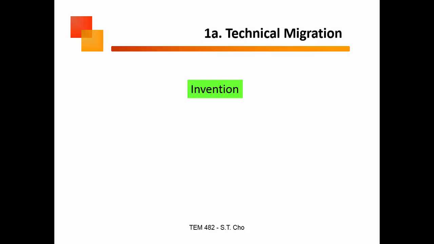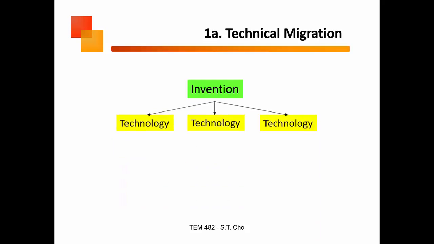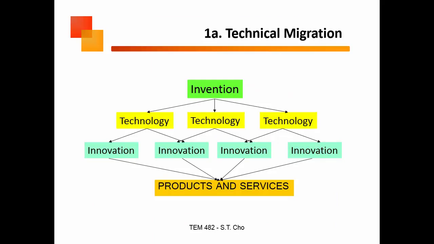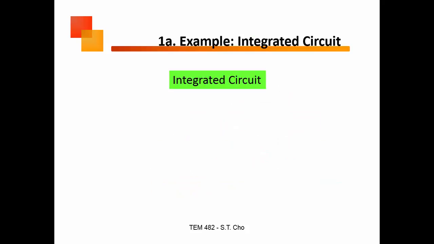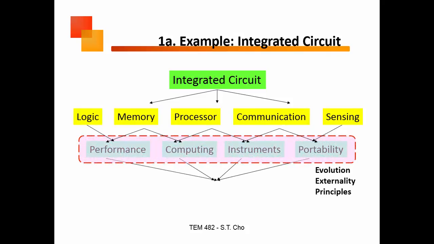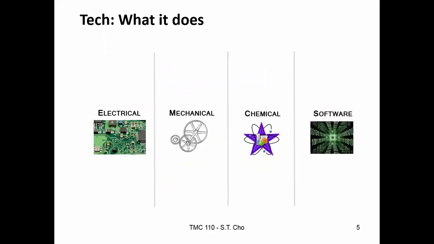The way technology migrates is it starts out as an invention. The invention gets turned into a technology. The technology becomes an innovation. And from this innovation, that's where we get our products and services. To give you an example, the integrated circuit. The integrated circuit, just the circuit alone, what are you going to do with it? But you can turn that integrated circuit into things such as logic, processors, sensing. And from that point of view, in terms of trying to do an innovation with it, I can make those individual things better, or I can start making instruments, and it gives me portability and other things. And from that, I get my products and services.